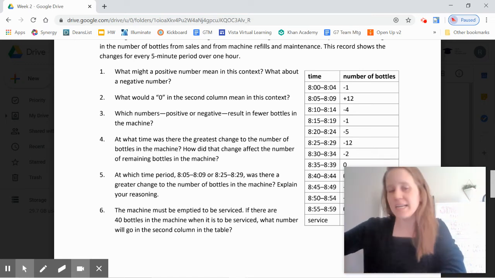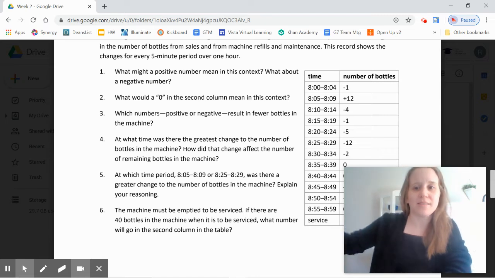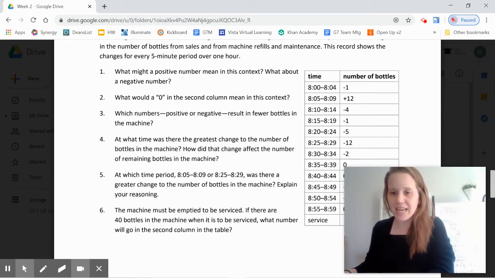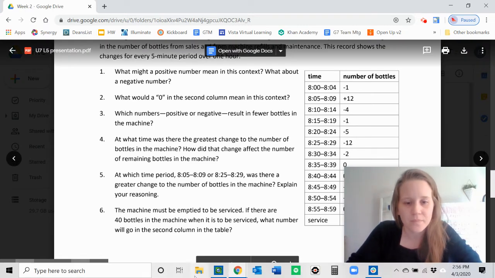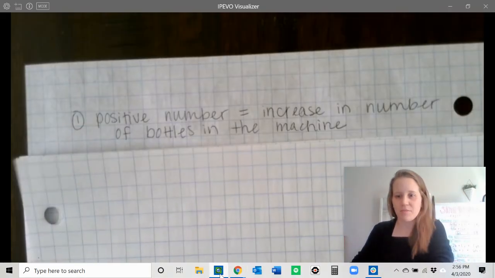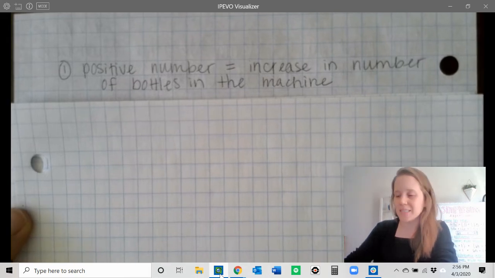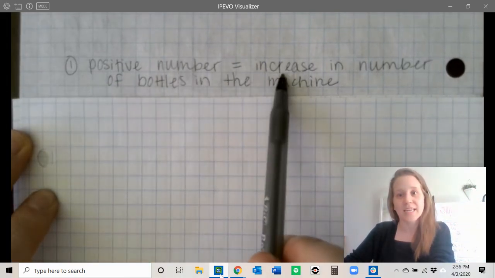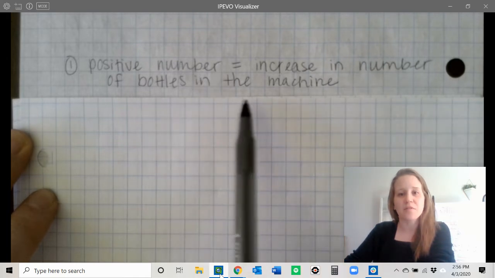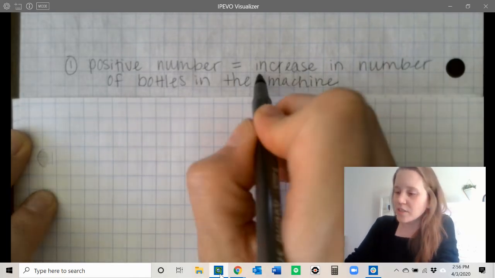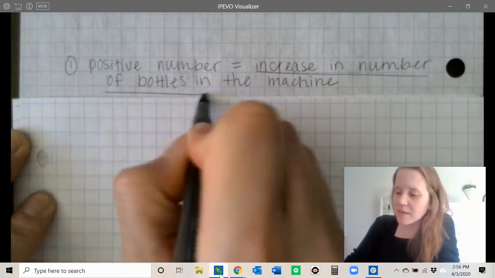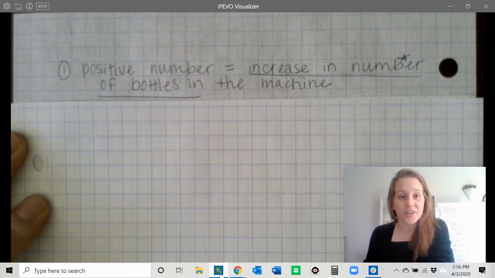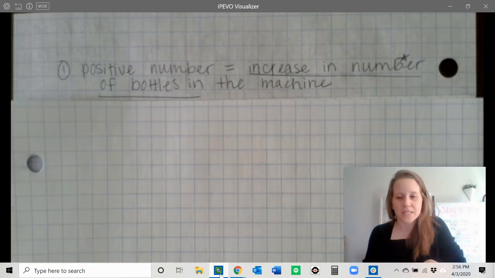Okay. All right. So number 1 said, what might a positive number mean in this context? And hopefully our review of the question at the beginning helped you to answer this one. So here's what I wrote. I did not write in a complete sentence here, but I know that a positive number equals or represents an increase in number of bottles in the machine. So you're looking for increase in number of bottles. So go ahead and put a star by that phrase if you included it in your answer, or you included something that means the same thing.